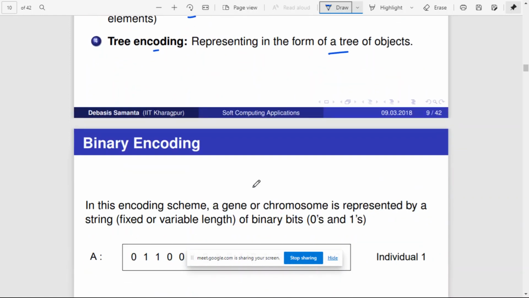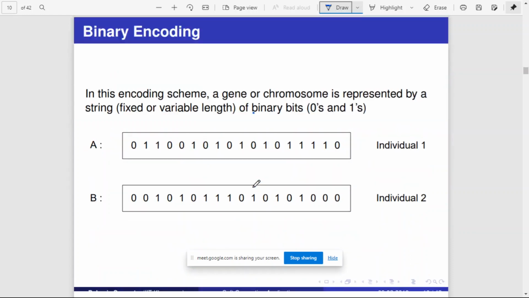So let us start with binary encoding. As we have already discussed, in binary encoding, the gene or chromosome is represented by a combination of zeros and ones. For example, this is individual 1. This is nothing but one possible solution represented like this. Individual 2. So basically we are representing the possible solution or gene as a combination of zeros and ones.